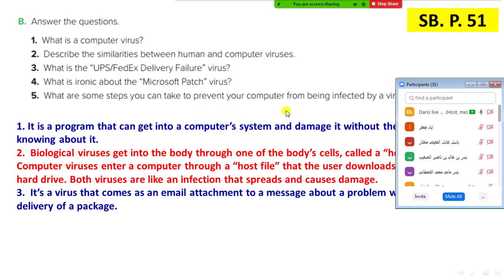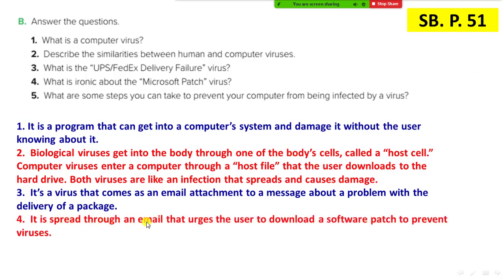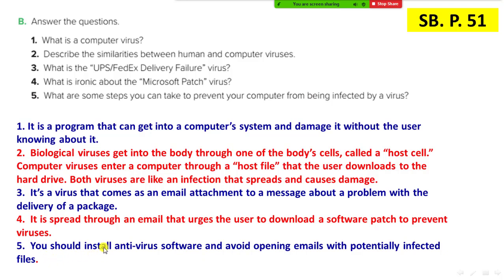It tells users that the virus will protect their computers, right? So it's spread through an email that urges the user to download a software patch to prevent viruses. The email tells you it will protect your computer from viruses, but in reality it is a virus. Number 5. What are some steps you can take to prevent your computers from being infected by a virus? In the last paragraph, you should install antivirus software and avoid opening emails with potentially infected files.